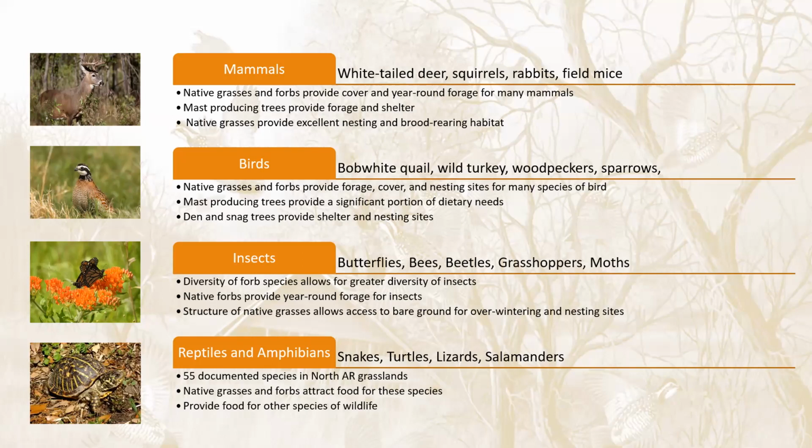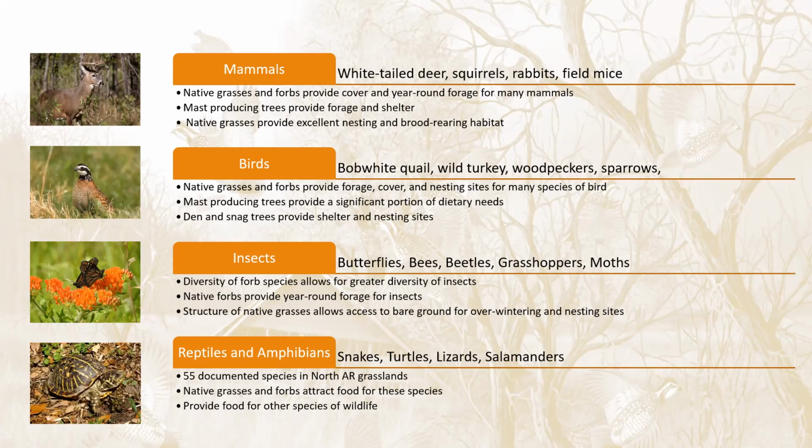Next, we'll look at our avian friends and how they utilize our grasslands. There are an estimated 160 species of birds that utilize grasslands across the U.S. But some common types you'll find in Arkansas include bobwhite quail, wild turkey, woodpeckers, waterfowl such as ducks and geese, and raptor species like hawks, eagles, falcons, owls. They all utilize these sites. Those native grasses within these ecosystems provide nesting sites for our ground nesting species such as quail and turkey. And their structure also provides access to bare ground, which allows for these species to easily navigate their environment.